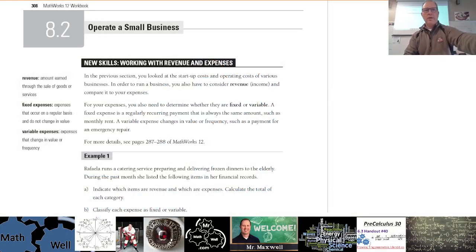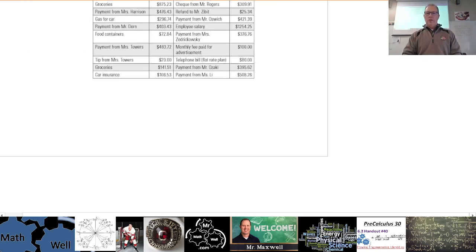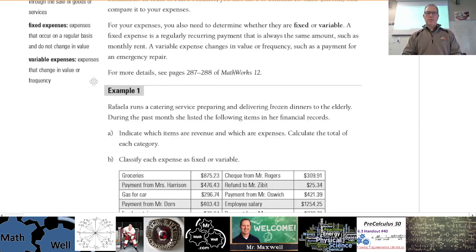All right, so we look at 8.2 here in Workplace 30. We're operating a small business. So in your notes that you'll have in front of you, you should have definitions of revenue, fixed expense, and variable expense. So let me just zoom in here just a bit.